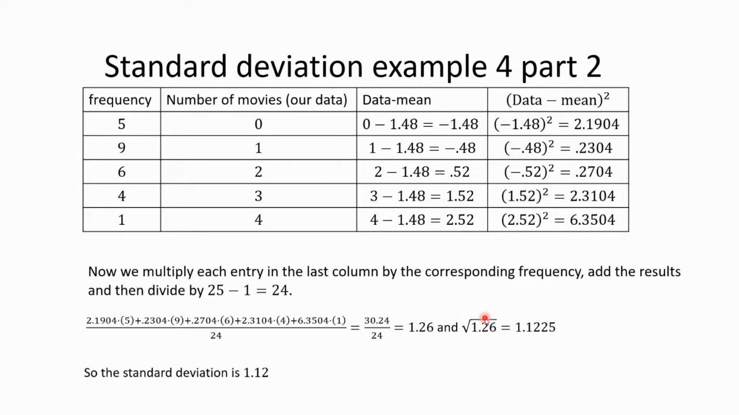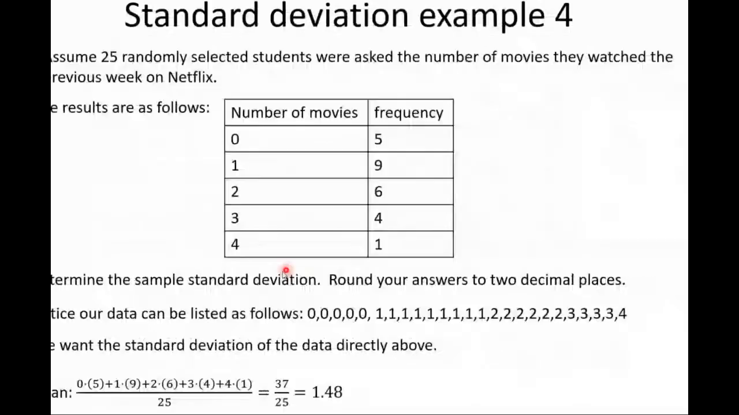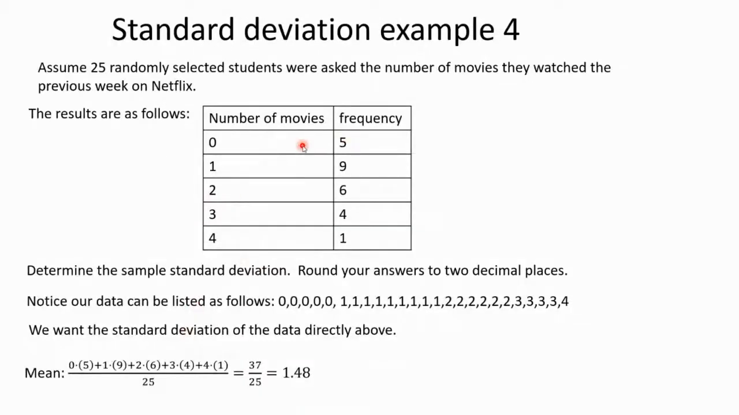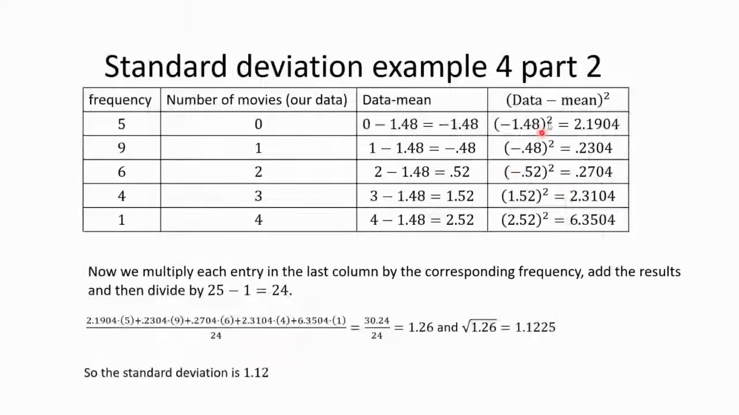This one I wanted to do because it's a little bit different, since you have the frequencies here. The underlying idea is the same though. It's like what we did with the mean: each number you multiply by its frequency when calculating the mean. Same idea. Are there any questions about this?